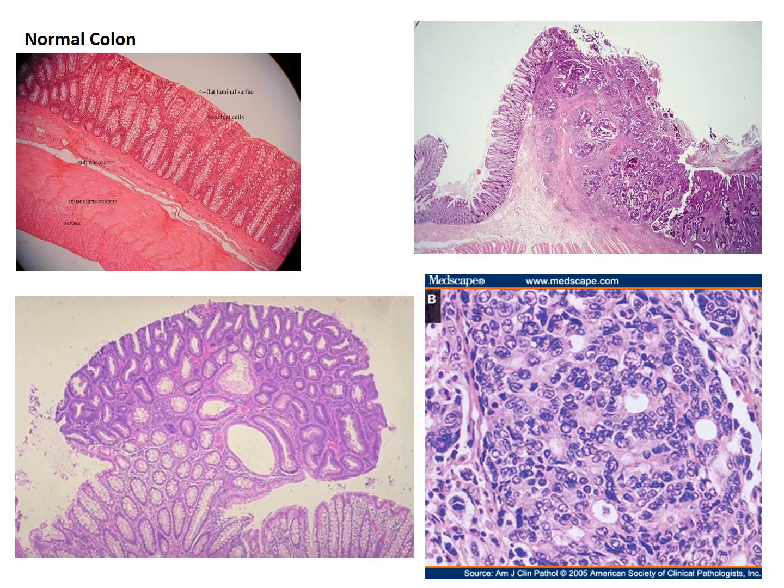And here's some examples. So you see the normal colon in the upper left. You can see what they call an adenomatous polyp, the histology of a glandular polyp, on the lower left. And then when you move over to the right, you can see examples of both invasion and a high degree of anaplasia in a confirmed adenocarcinoma of the colon.